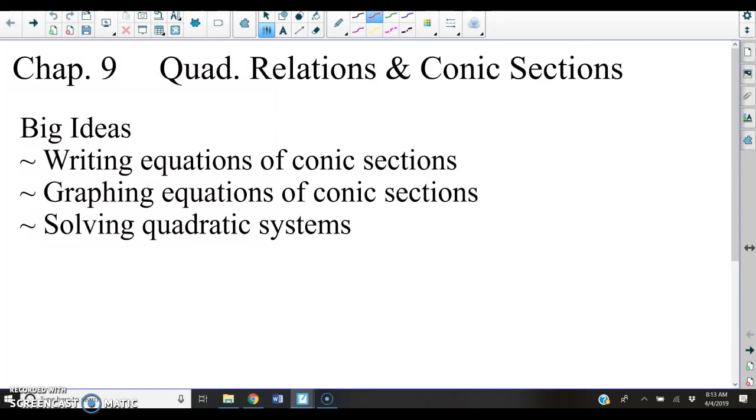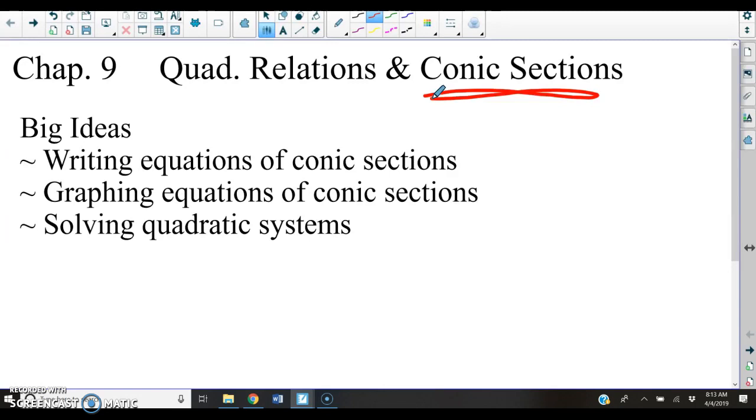Chapter 9 is on relations. I don't remember if it's quadratic or quadrant, and conic sections.